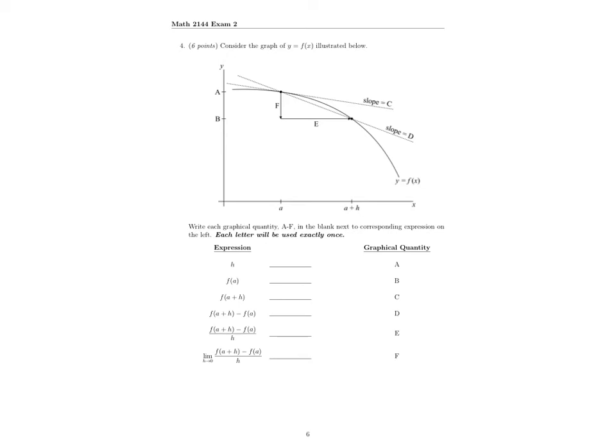All right, on this one, we want to label everything. Okay, so the first thing here is the expression for h is this distance between a and a plus h. So this distance here is h. So that's quantity e on the graph. Okay, f of a is the y value for the point A. So if I go up here to A, I can see that f of A is B.